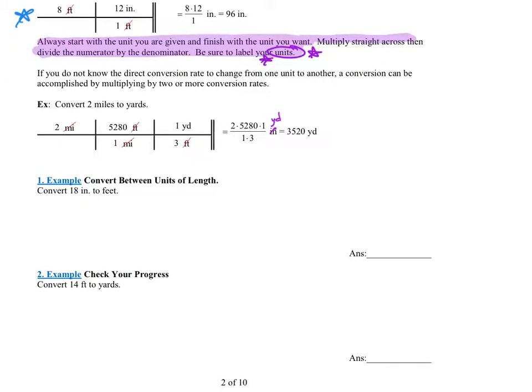So you might have to do more than one conversion factor to get where you want. This really comes into play a lot when you're doing capacity. Like if you want to go from ounces to quarts, well, I don't know the direct conversion from ounces to quarts, but I know ounces to cups, cups to pints, and then pints to quarts. So I might have to do more than one conversion. Okay? Let's look at this next one.